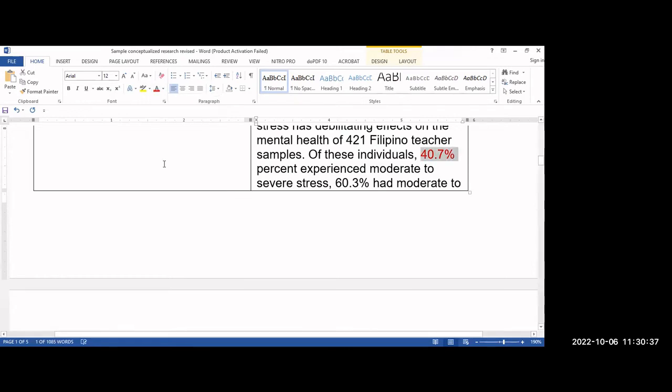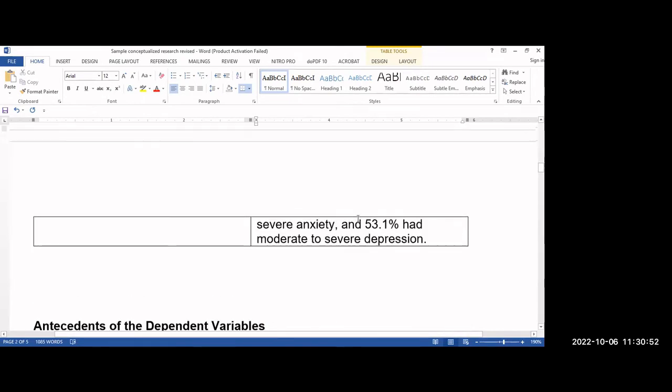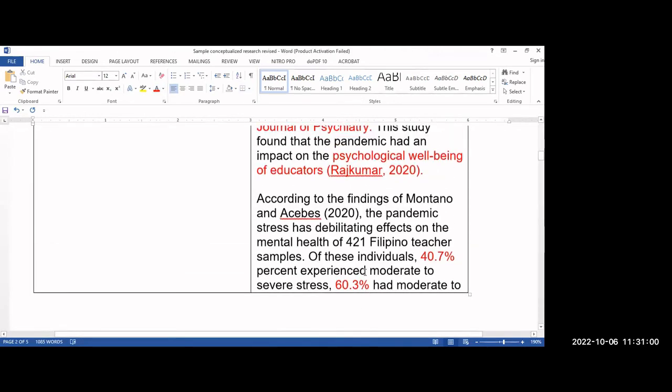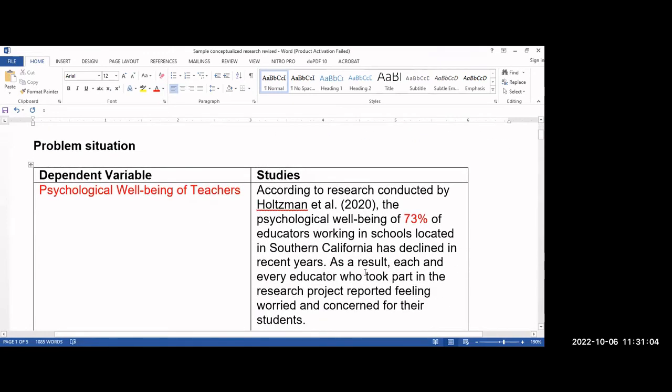You cannot only say that there is a problem about psychological well-being. It's not a good justification. You have to specify ano yung problema. If there is a statistics to show, that would mean that there is really a problem, not only global but also in our national scenario. Kung meron kayong local or regional scenario, then expose that one in the problem situation.